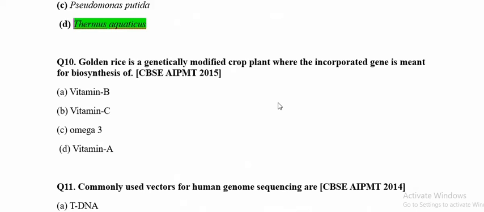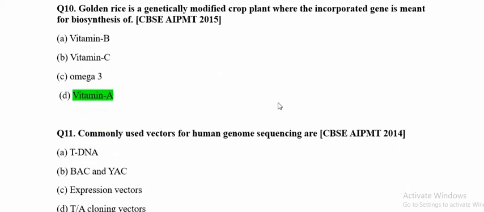Then question number 10, golden rice is a genetically modified crop plant where the incorporated gene is meant for biosynthesis of. So golden rice is a genetically modified crop plant, modified by recombinant DNA technology, where the incorporated gene is meant for biosynthesis of beta carotene. Beta carotene is a precursor of vitamin A. So here the right option is vitamin A, option D.